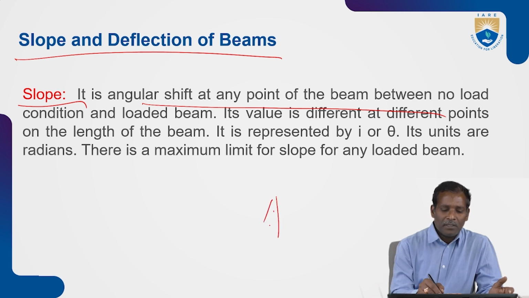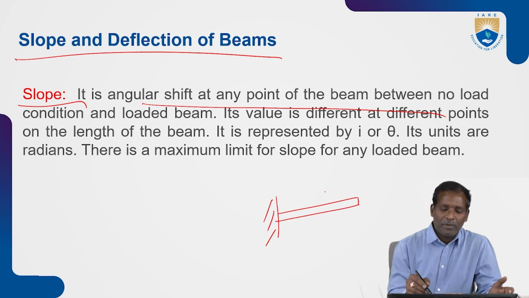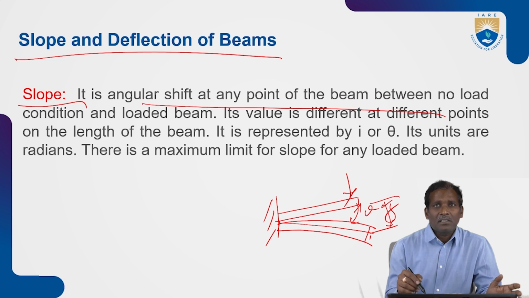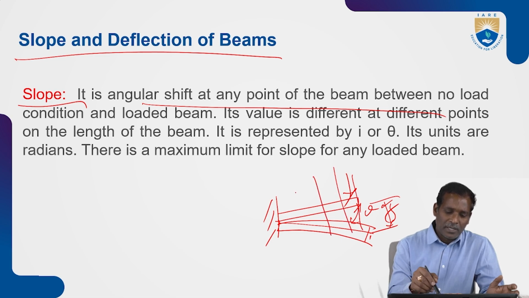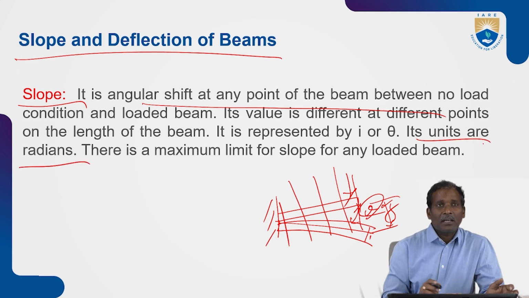Suppose you take a cantilever beam. Whenever it is subjected to load, it deflects like this. So what is the slope and what is the deflection? Under load, its value is different at different points of the length of the beam. Here we get one value, and then another, and another like this. It is represented by i or theta, that is slope. Its units are radians.